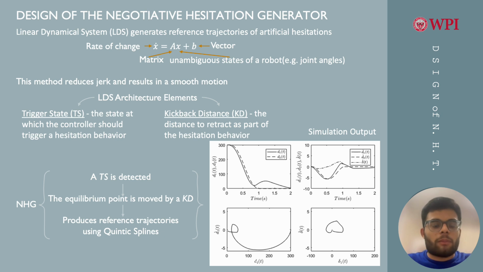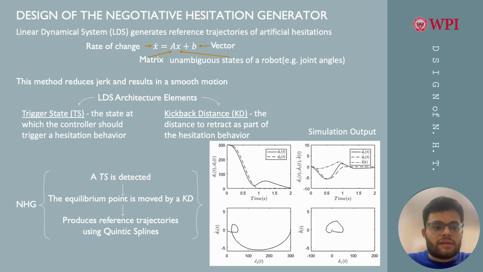Over here, the paper proposes using a simple linear equation in which the rate of change is described as a matrix multiplied by the unambiguous states of the robot, such as joint angles, in addition to a vector in the vector space in which the experiment is being conducted. This method reduces jerk and results in a smoother motion compared to the one produced directly using quintic splines. The linear dynamical system, or LDS, architecture is composed of two main elements.